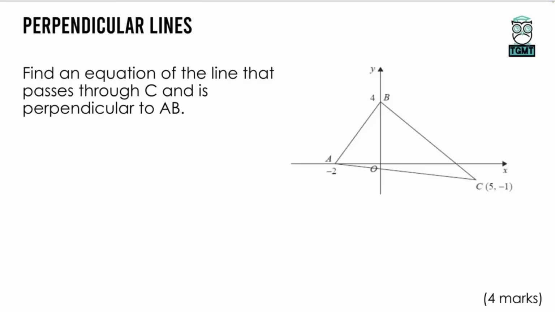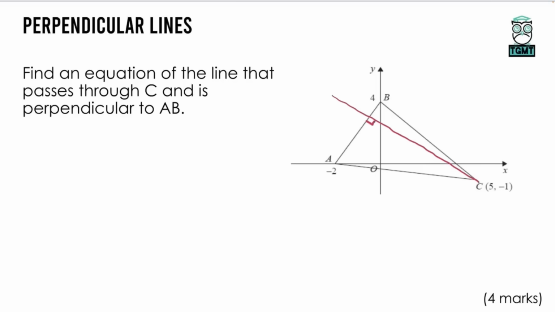Now this question is looking at perpendicular lines. Here it says find an equation of the line that passes through C and is perpendicular to AB. If we imagine a line which is perpendicular to AB, it doesn't necessarily go through the middle of that line of course, but it might be something like this. So it's perpendicular to AB and it forms a right angle.